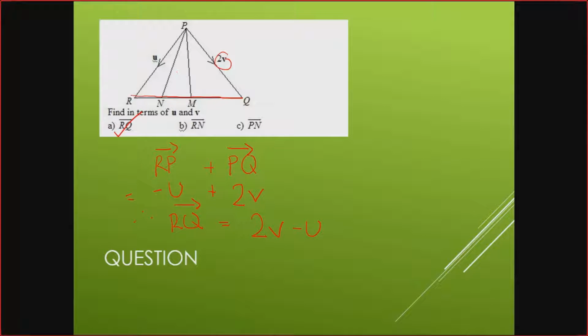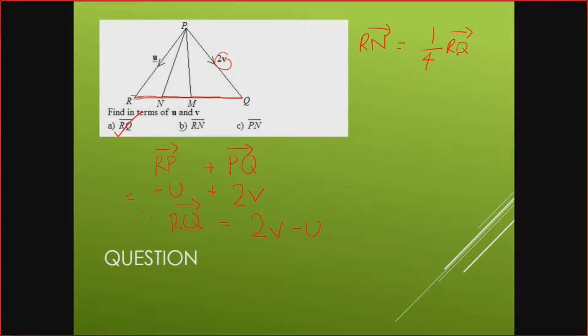Now RN, so R to N, which is here. This is going to be quite a long one. RN equals a quarter of RQ. If you can see here, that bit is a quarter, that is another quarter, and that is a half, because P is directly on it. It's not to scale, remember that, but that's supposed to be a straight line.